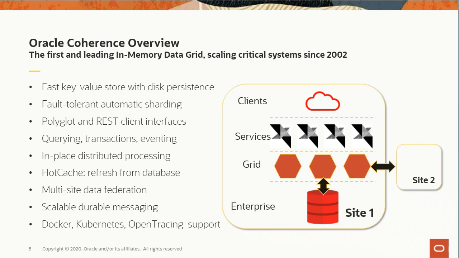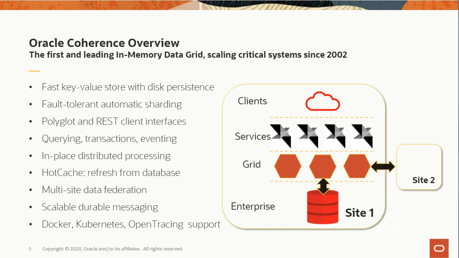We have some data management features like querying and transactions and eventing that are relevant to the grid-side polyglot code I'll be discussing. We have an in-place processing feature that allows you to run code where the data lives, analogous to stored procedures. You'll see an example of that in JavaScript on the grid side. We have a feature for refreshing caches from the database called Hot Cache, which uses Golden Gate. We have multi-site data federation capability, and in our newest release, 14.1.1, we introduced a messaging implementation on top of Coherence. And from an operational perspective, we support Docker and Kubernetes and distributed tracing through Coherence.